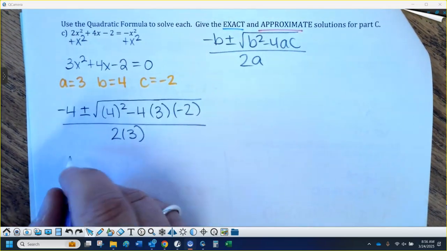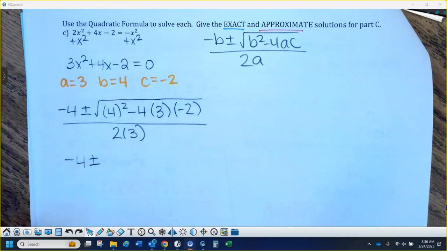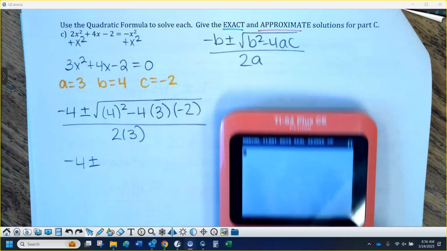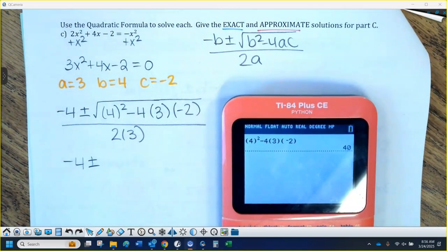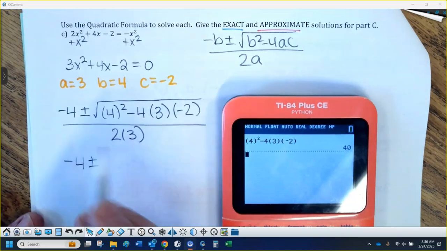All right, and then again, I'm just going to show you on my calculator, I'm not including the square root, but I'm going to simplify that mess that's under the square root. So we're going to square 4 minus 4 times 3 times negative 2. And I'm just kind of putting parentheses around each of my lovely numbers there.